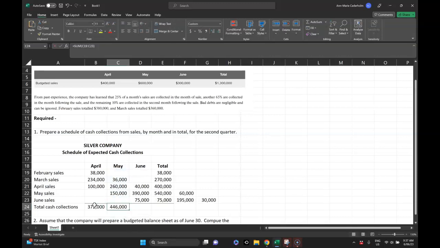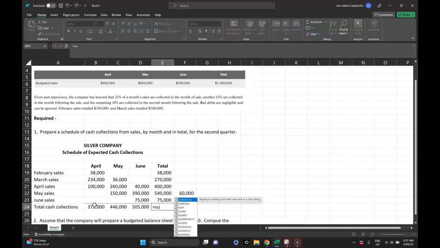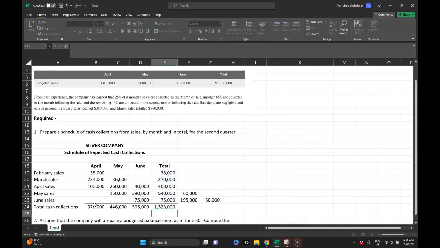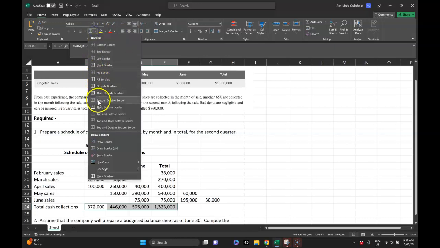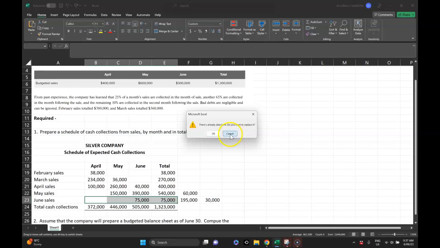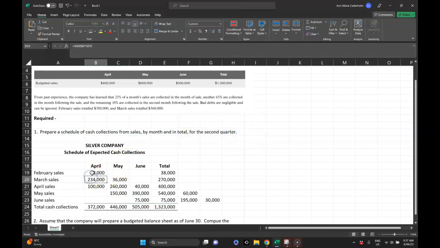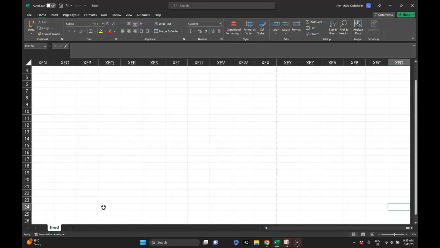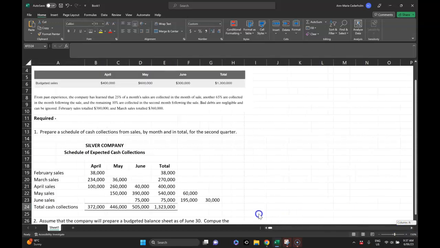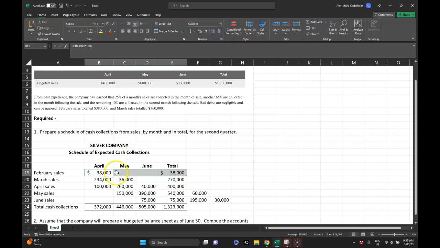And so then in May, I collect 446,000. In June, I end up collecting 505,000. So in total, I end up collecting 1.323 million. So I'll just double underline that. And just to remind ourselves that we're working with dollar amounts, I like to take the top and the bottom and turn them into dollar amounts.